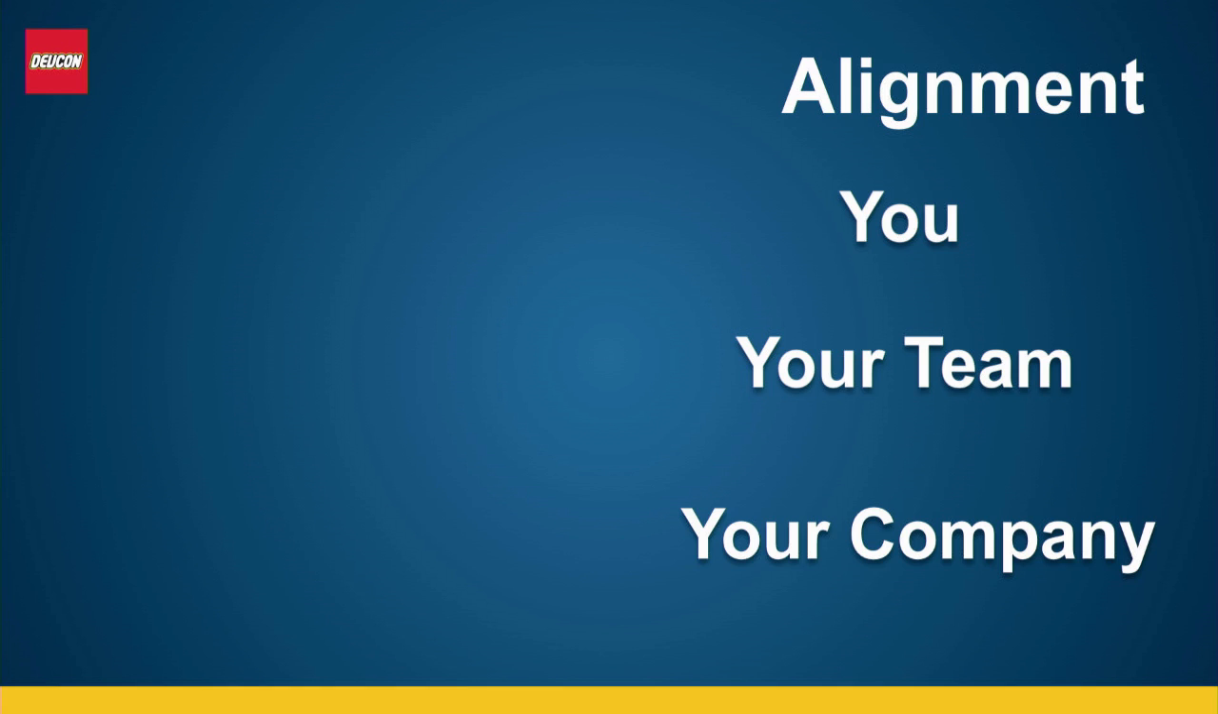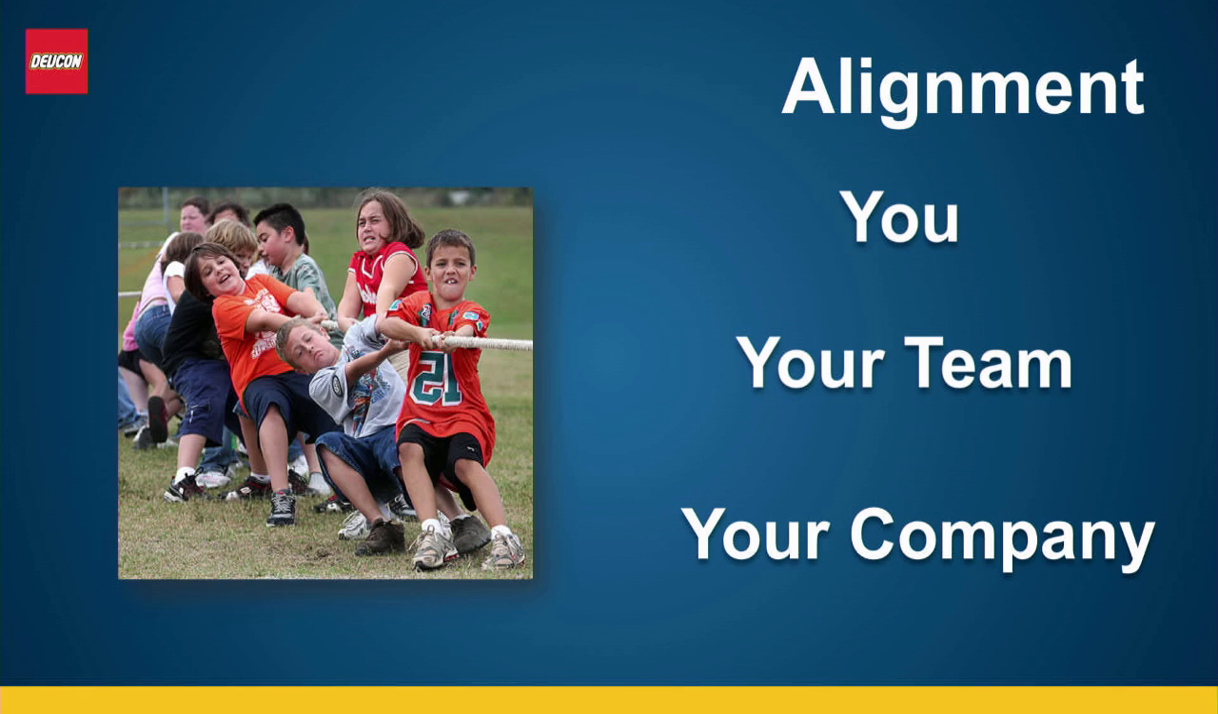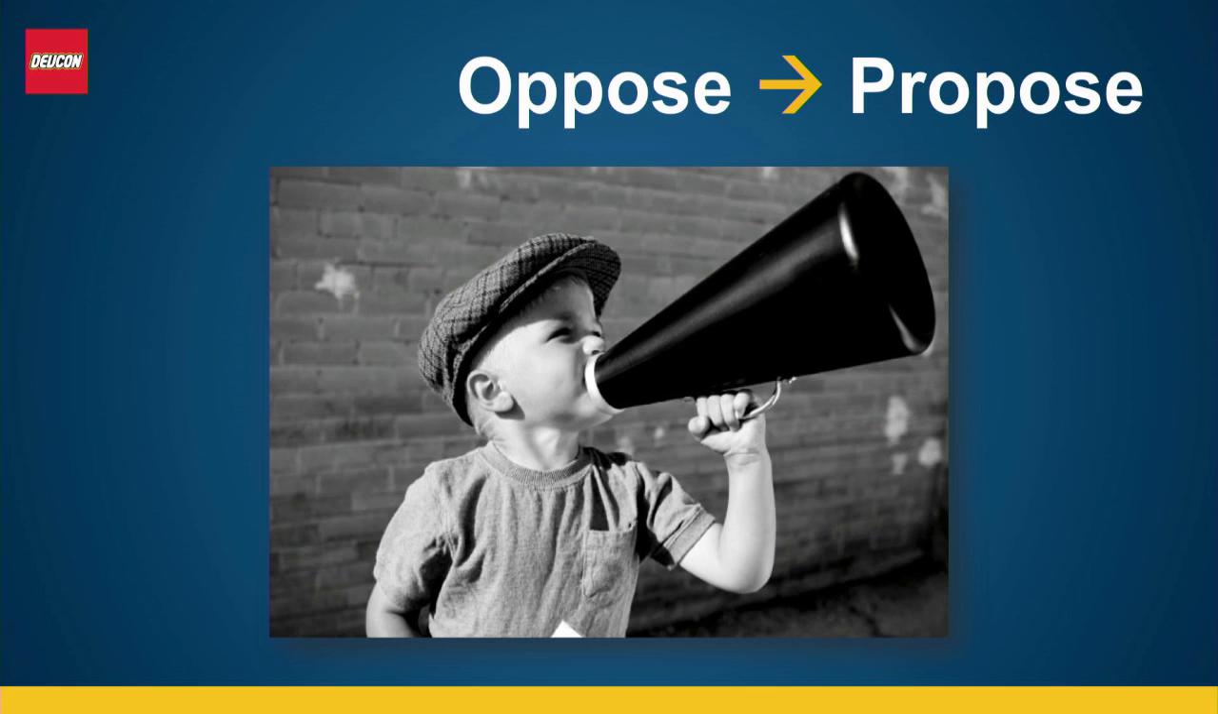Now, with great alignment comes great power, and someone once said with great power comes the ability to win at tug of war. So now that you've got alignment and everyone's in the same corner, you're able to oppose the community, whether it's internal or external, but propose what you deem to be a better solution.